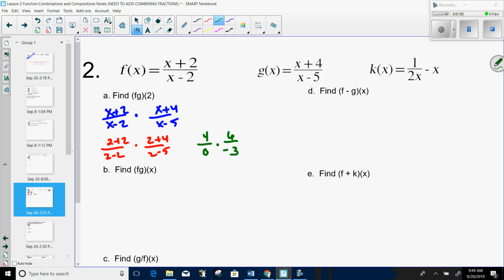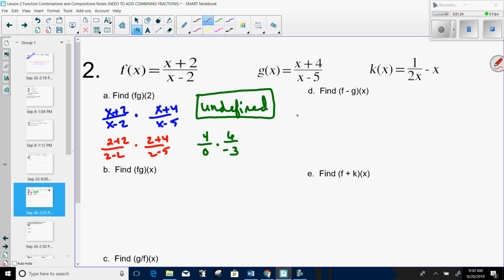But what happens is, can you divide by 0? No. So this right here is going to end up being undefined. Why? Because you can never divide by 0. The domain for f of x cannot include 2. So when you plug 2 into x, it doesn't work. So that means that 2 is not part of the domain. Since it is not part of the domain, it's undefined.